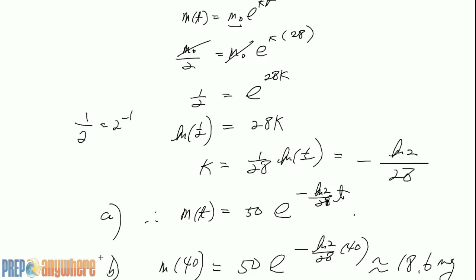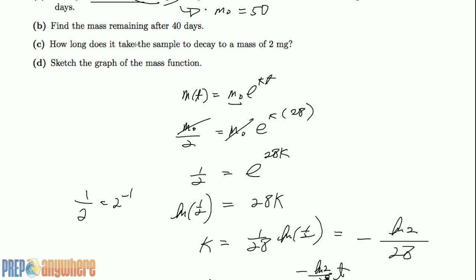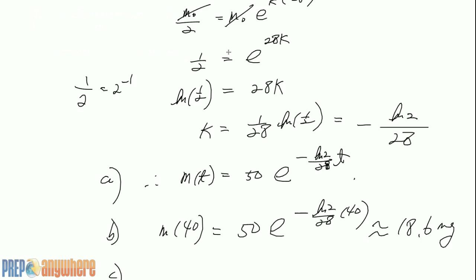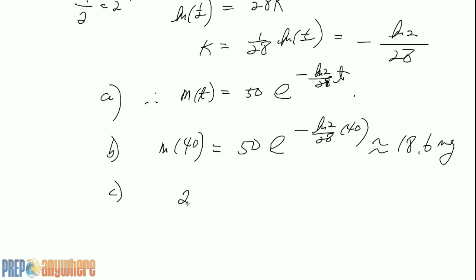For part C, how long does it take for the sample to decay to a mass of 2 milligrams? So that means the final is 2. Initially we have 50. And we're solving for t now. Okay, so you can divide both sides by 50. You get 1 over 25.